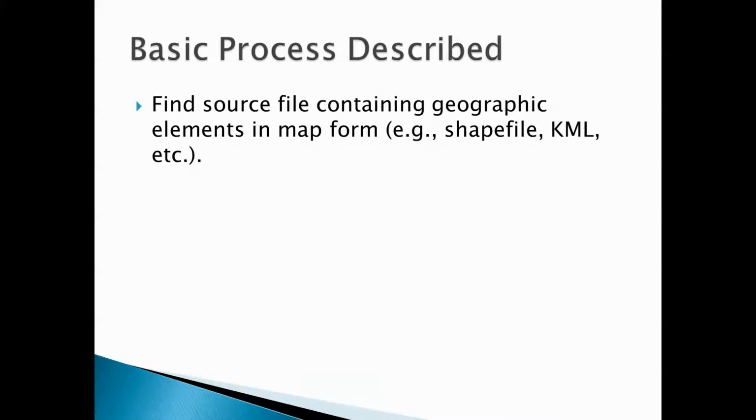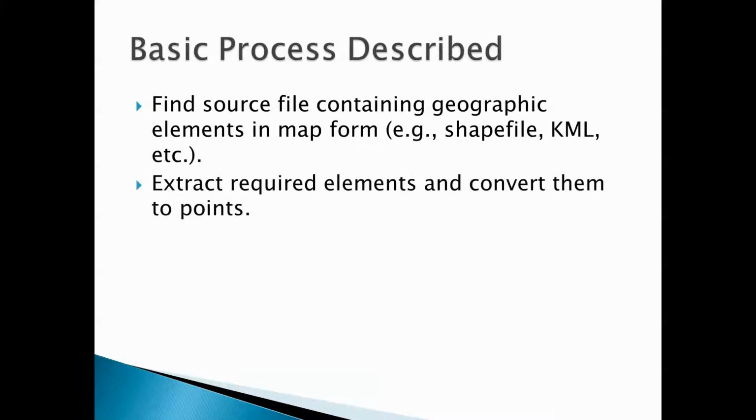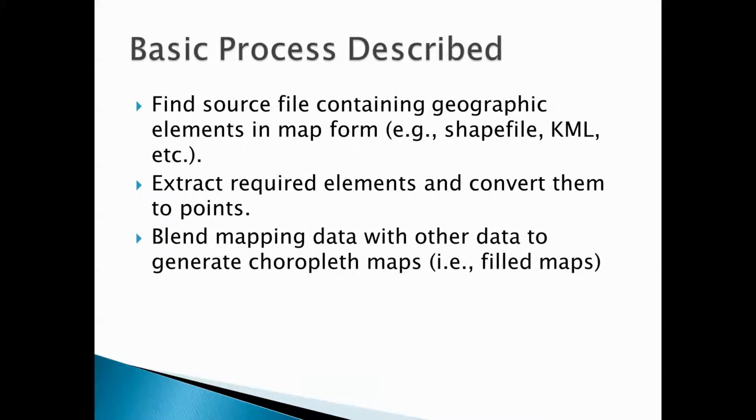Just to give you an idea of what the basic process is that we're going to be going over, you do need to find a source file that contains the geographic elements you want. They need to be in some sort of map format, such as an ESRI shapefile or a KML file, which, for example, Google Earth uses. You then need to extract the elements that you need and convert them from whatever format they're in. Often it's going to be a polygon format into point format. You then take that data, you map that, and blend that with other data to generate choropleth maps, which is a fancy name for filled maps.